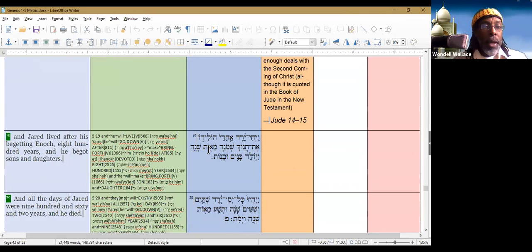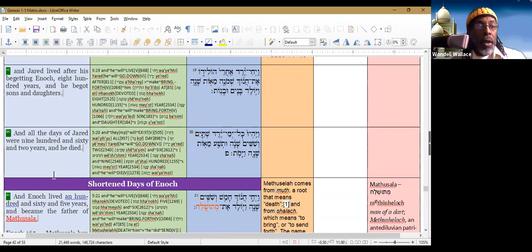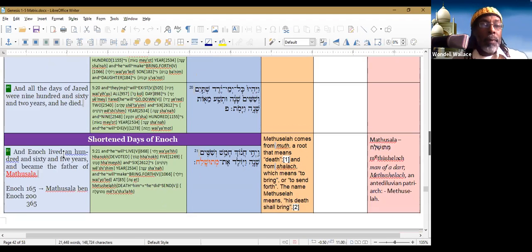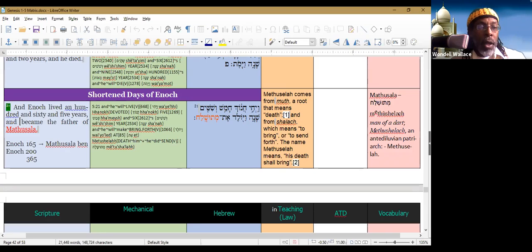Let's go back. And Yared lived after his begetting Enoch 800 years, and he begot sons and daughters. And all the days of Yared were 962 years. And he died. All right. And Enoch lived 165 years, and became the father of Methuselah. So Enoch is 165 years old when Methuselah ben Enoch is born. 200 more years after that, he dies at the age of 365.